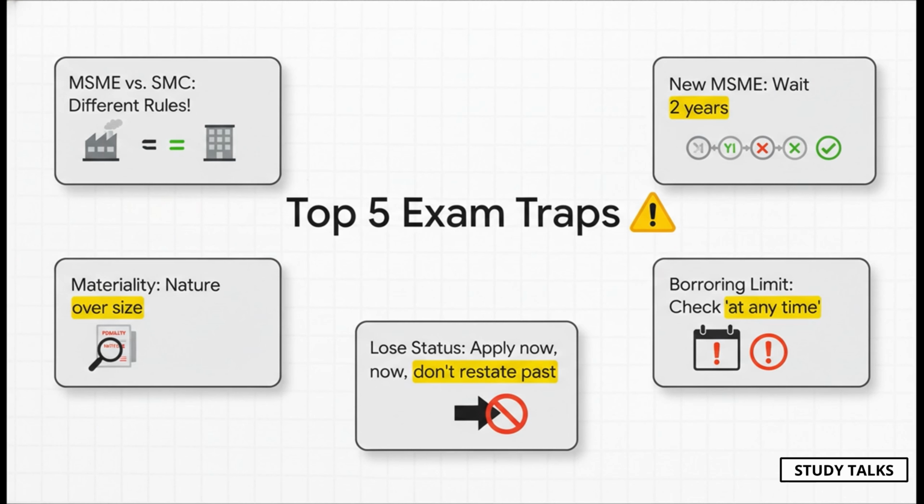2. That 2-year waiting period for new MSMEs, it is a non-negotiable, solid rule. 3. If an MSME loses its status, you apply the new rules from today forward, but you do not touch the past. 4. Materiality is about the story, not just the size of the check. And 5. That sneaky borrowing limit for MSMEs has to be checked at any time during the year, not just on March 31st. Keep these 5 points front and center, and you will be in fantastic shape to handle any question they throw at you.